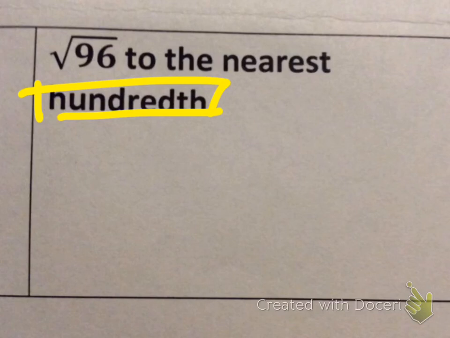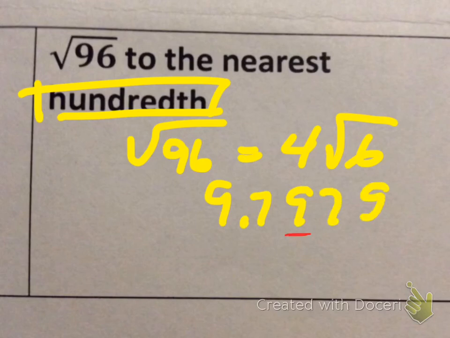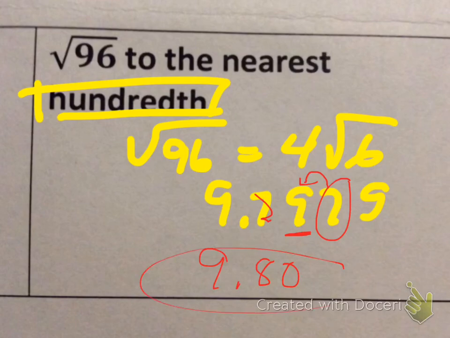The hundredth spot is 2 decimal places past your decimal. When you punch this on your calculator, it gives you that 4 square roots of 6. Hit the arrows again, and it gives you 9.7979. We're going to the nearest hundredth spot, which is right here. That is going to have to round up because of the 7 behind it. So I really am going to get 9.80, because this will round to a 0 and make that round to an 8 automatically. So there's my solution, rounded to the nearest hundredth.